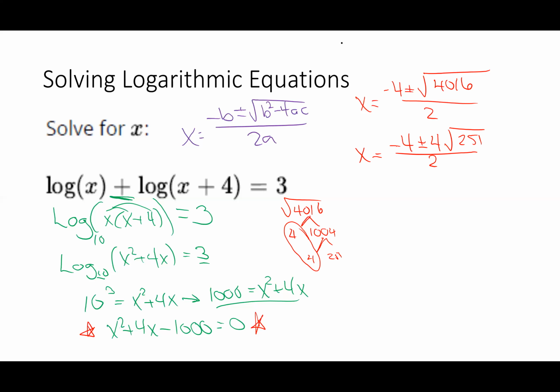I see that if I were to factor out a 2 from this numerator, it would reduce with this 2 in the denominator, and I'd end up with negative 2 plus or minus 2 square root of 251. And I've got these two solutions now. Cool.